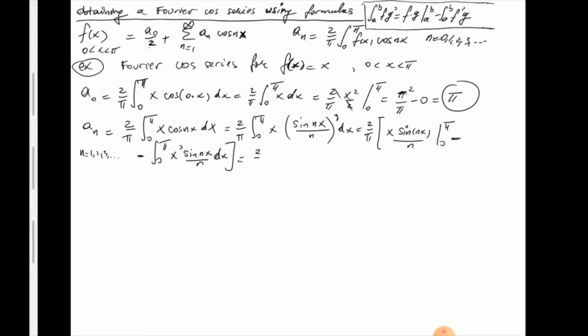So let's not forget the 2 over pi in front of everything. So pi sine of n pi over n minus 0 times sine of 0, which is 0. x prime is 1. Let's do one more step here just to make it clear.